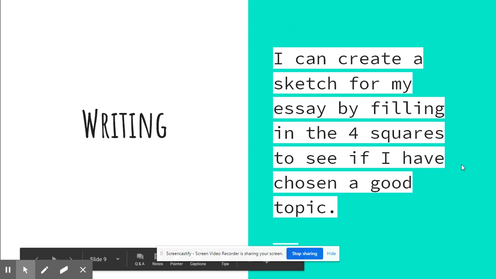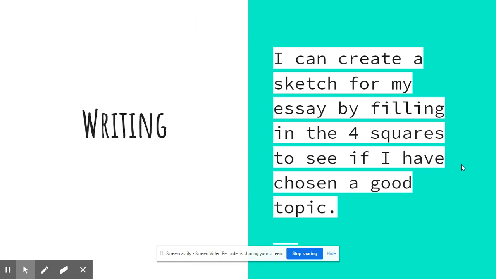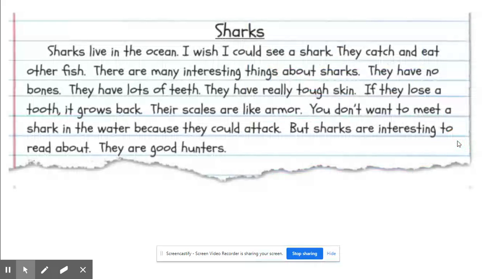Hey friends, today in writing we are going to create a sketch for our essay by filling in the four squares to see if we have chosen a good topic. So before we start our essay, we are going to look at our Empowering Writers lesson. We're going to look again at an essay and we're going to look at three versions of it. And we're going to talk about why one version is better than the others.